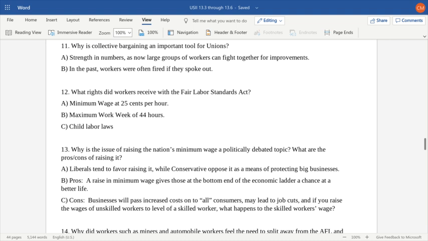What rights did workers receive with the Fair Labor Standards Act? They established minimum wage at 25 cents per hour. Maximum work week was decreased to 44 hours. And there were child labor laws that were put into effect that limit the number of hours somebody under the age of 18 could work and what type of businesses you could work in.